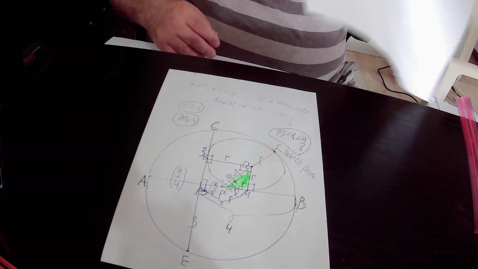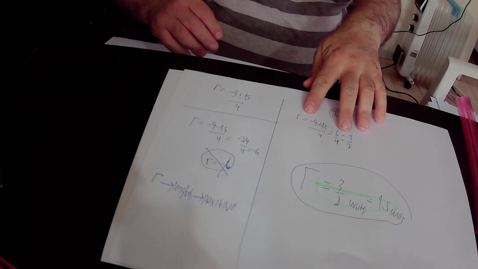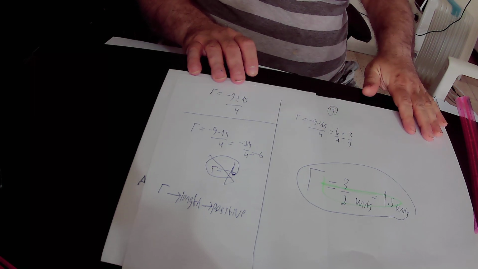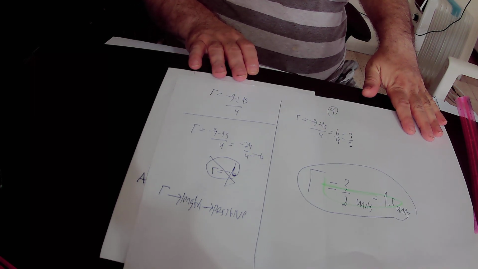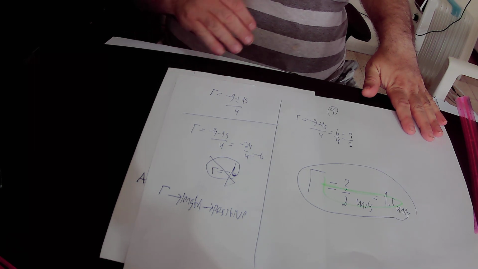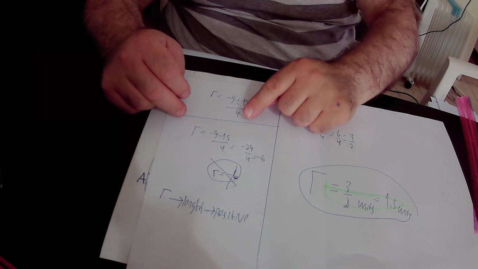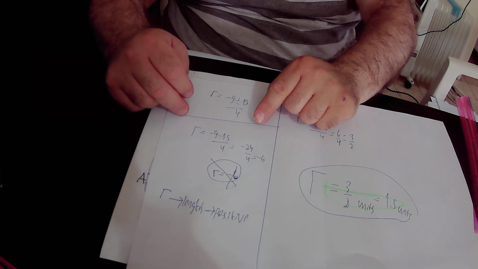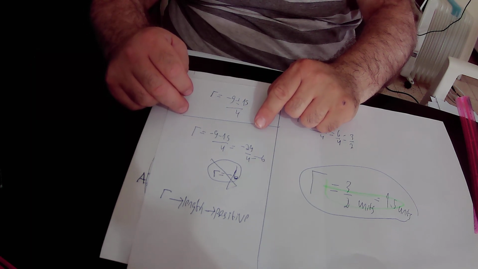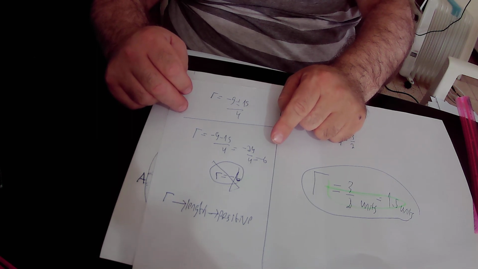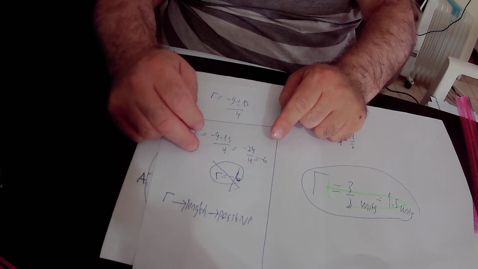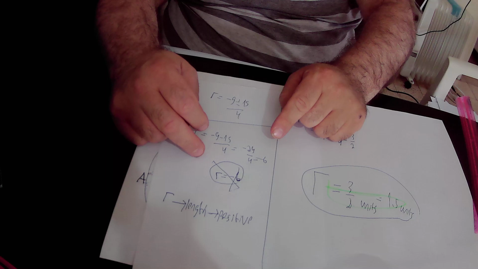So here we have r equals minus 9, and the square root of 225 is 15. So r equals minus 9 plus minus 15 over 4. So here we will have two solutions that are possible for r. The first solution for r is that r equals minus 9 minus 15 over 4. Minus 9 minus 15 is minus 24, and minus 24 over 4 equals minus 6. So we found out that r, the radius of the small circle, equals minus 6.